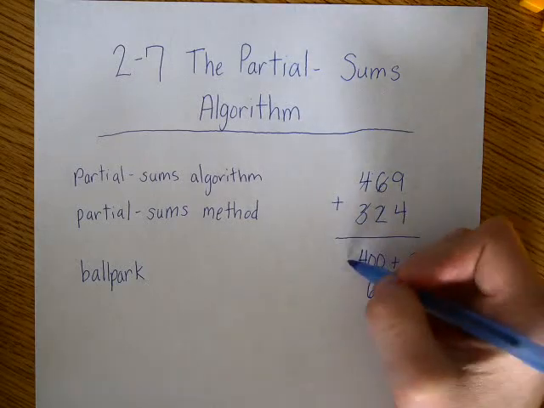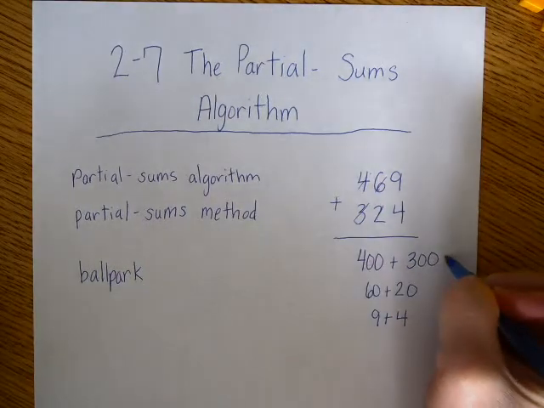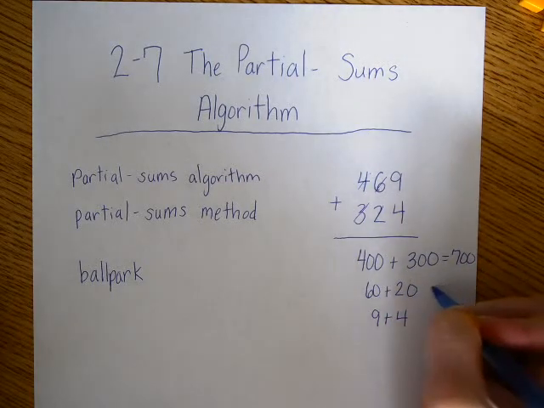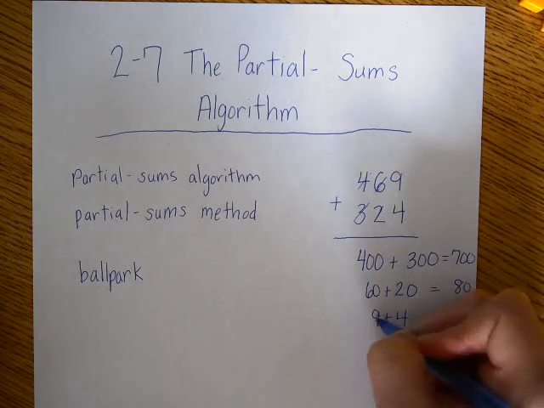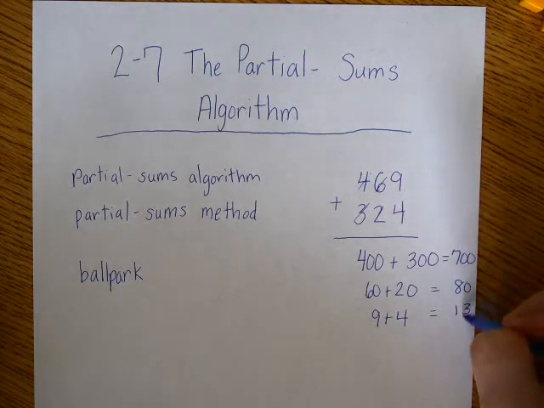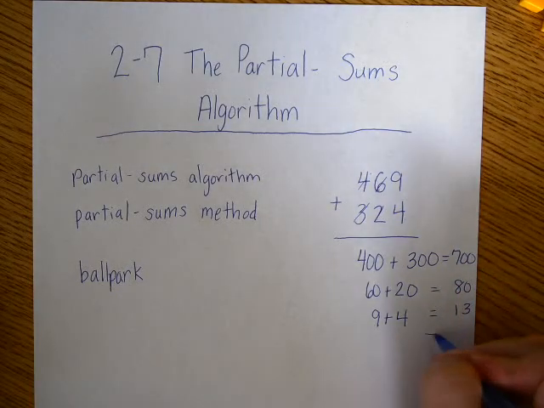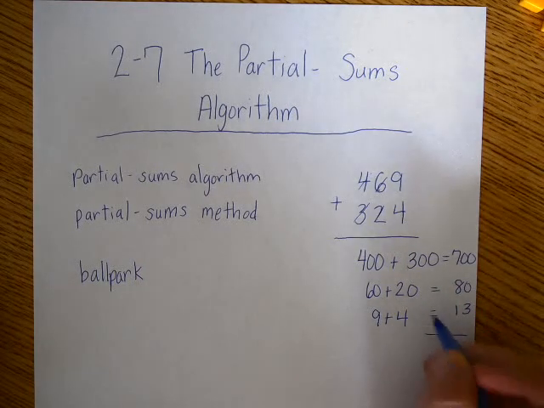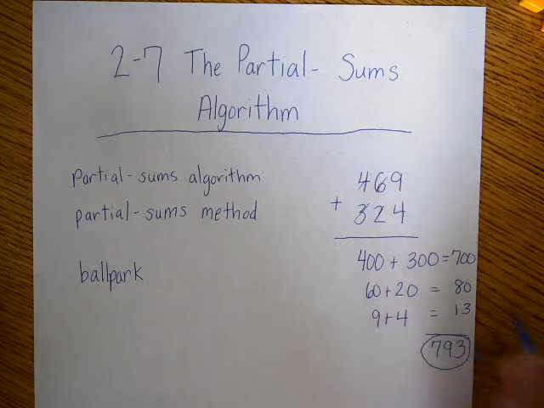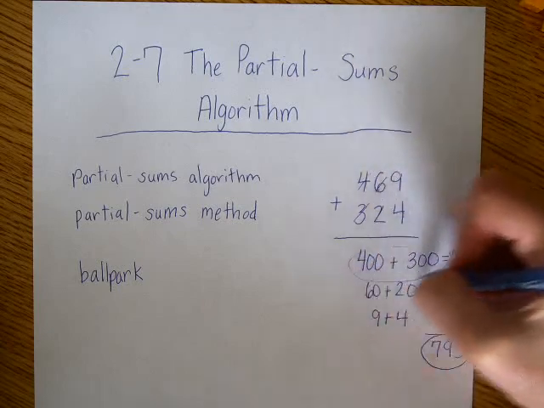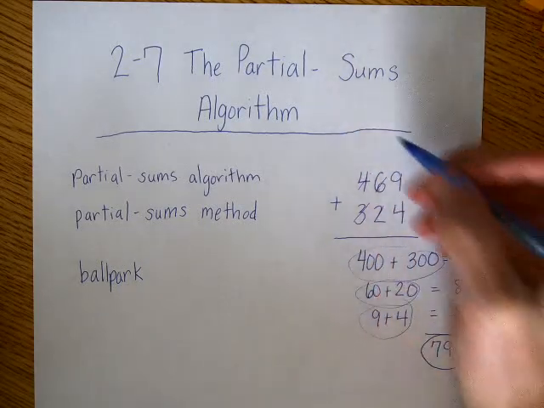Then I add these up. 300 plus 400 equals 700. 60 plus 20 equals 80. 9 plus 4 equals 13. Then I add these together: 700 plus 80 is 780, plus 13 is 793. So 793 is the answer, using the partial sums algorithm. You take it by each place value: your hundreds, then your tens, then your ones, and it will work.